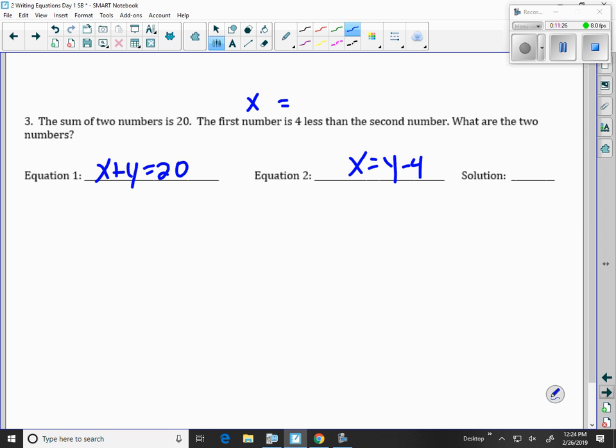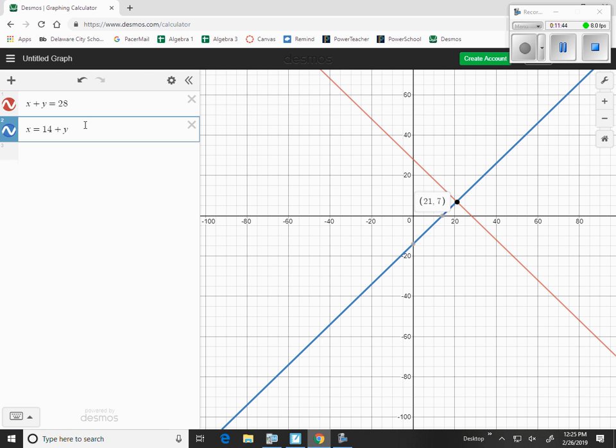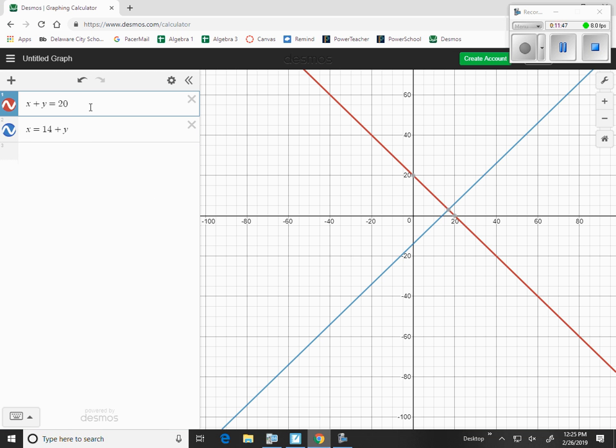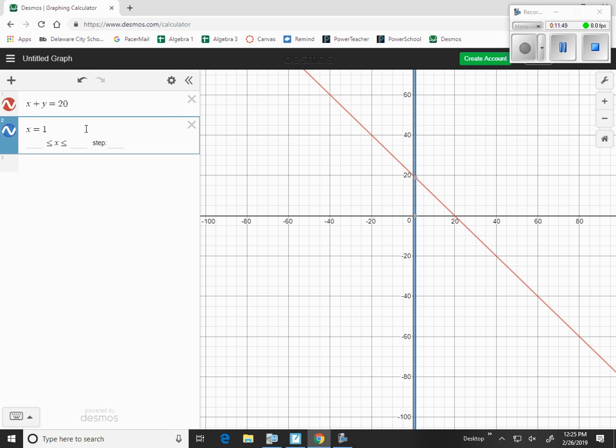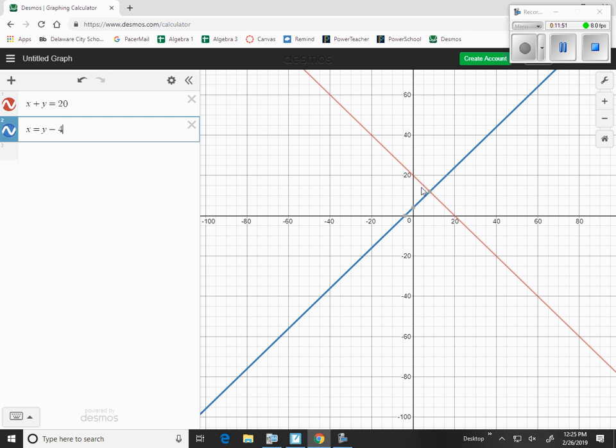Okay, now that is not in the order that you read it, right? You read 4 less than y, so 4 minus y. But think about the logic of that. You want to make sure that you're taking 4 off of y. Okay, all right, x plus y equals 20. X equals y minus 4.